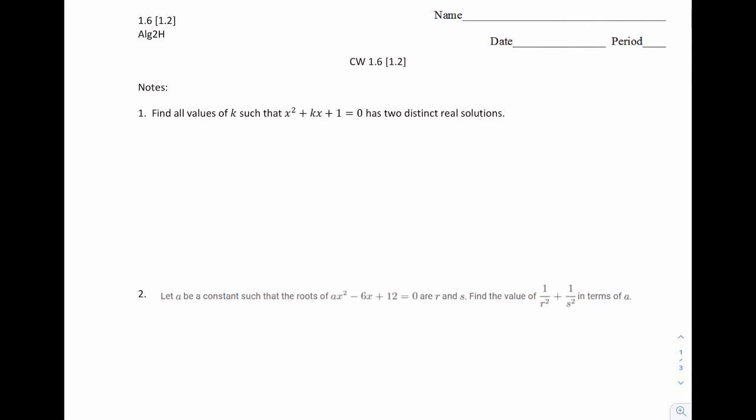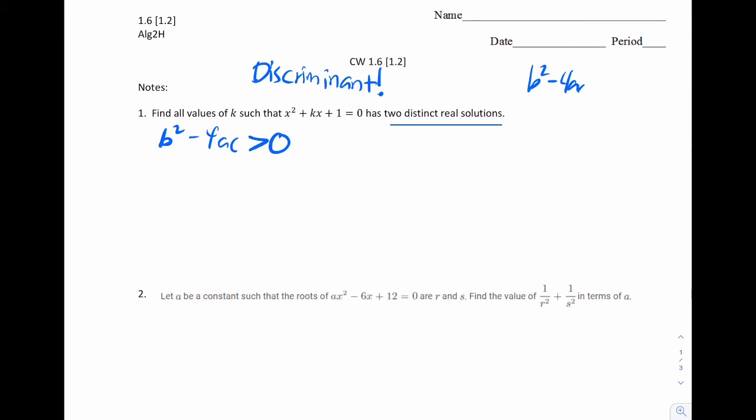So let's do number one. It says find all values of k such that this equation has two distinct real solutions. If you ever see a question like this, remember to use the discriminant. This is a classic discriminant question. If there's two real solutions, that means your discriminant, b squared minus 4ac, must be greater than 0. Recall that if it were equal to 0, then that's one real solution.